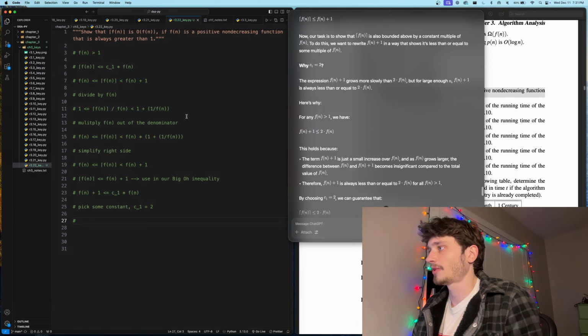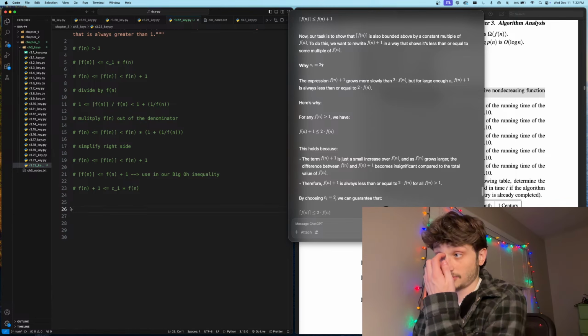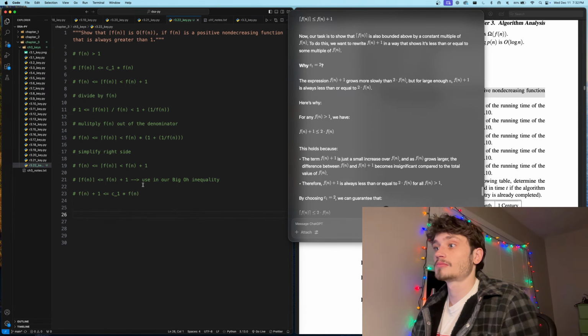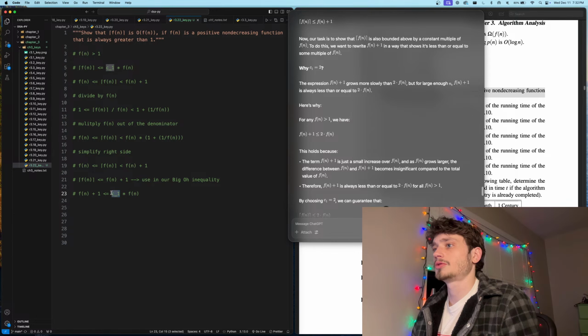So, well, this basically is in our notation for big O, right? So f of n is always greater than 1, so 2 times some constant. So we have to be greater than 1, right? So 2 times, interesting.